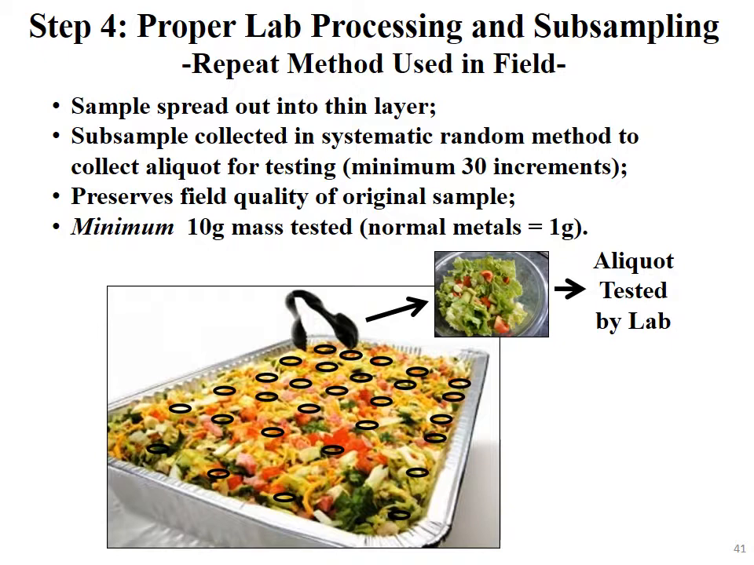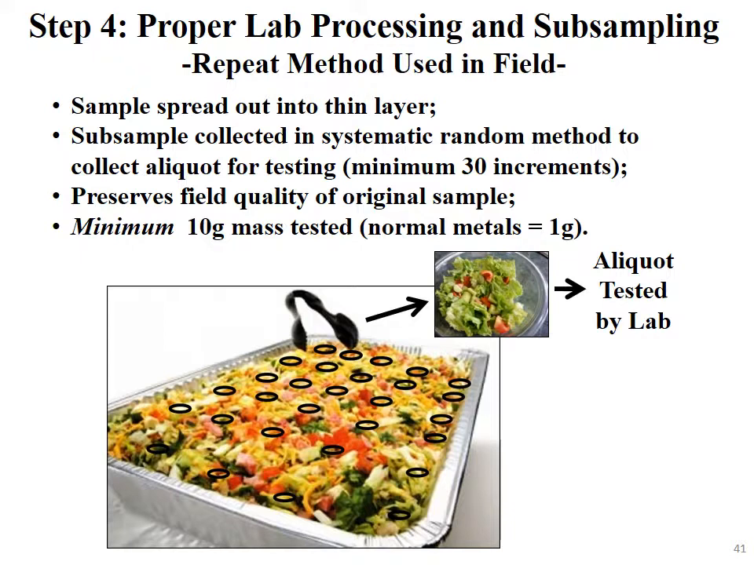Step four, you've collected your big salad sample. Now you're going to send it to the laboratory. The laboratory does the same thing that you did in the field. First, they're going to take your sample, spread it out into a very thin layer so they have access to all of the salad. And then they're going to collect a subsample from your salad in a sort of random systematic method from at least 30 points within your salad. And that's your subsample that they'll be testing.